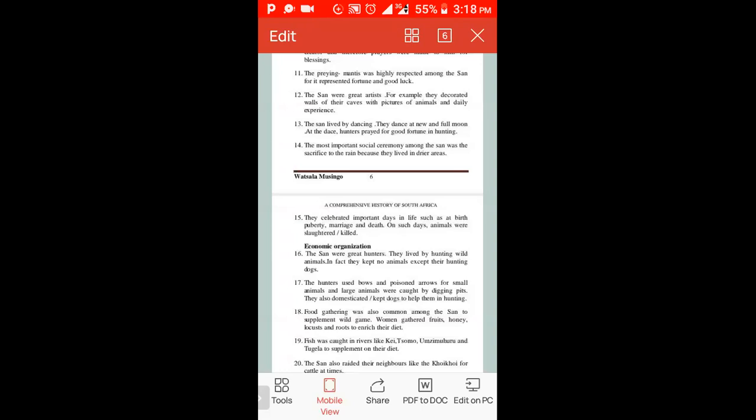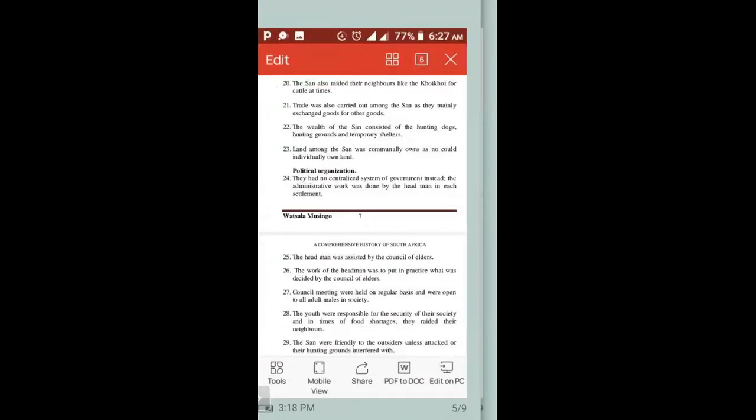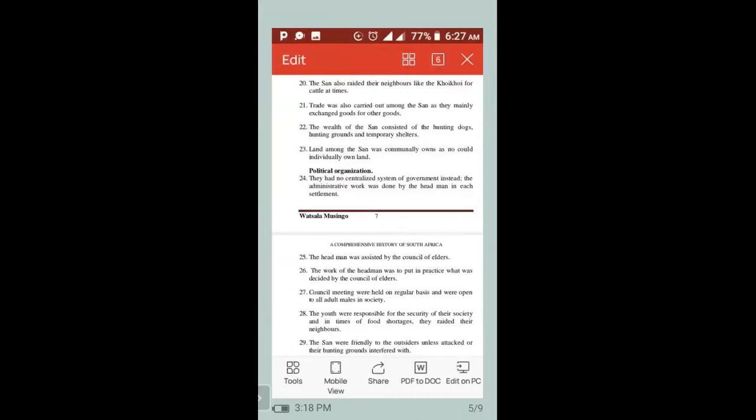The San also raided their neighbors like the Khoikhoi for cattle at times. So these guys, the San, just like the Kejongs, raided their neighbors, who were the Khoikhoi, and they raided their cattle. 21 is, trade was also carried among the San, as they mainly exchanged goods for goods.